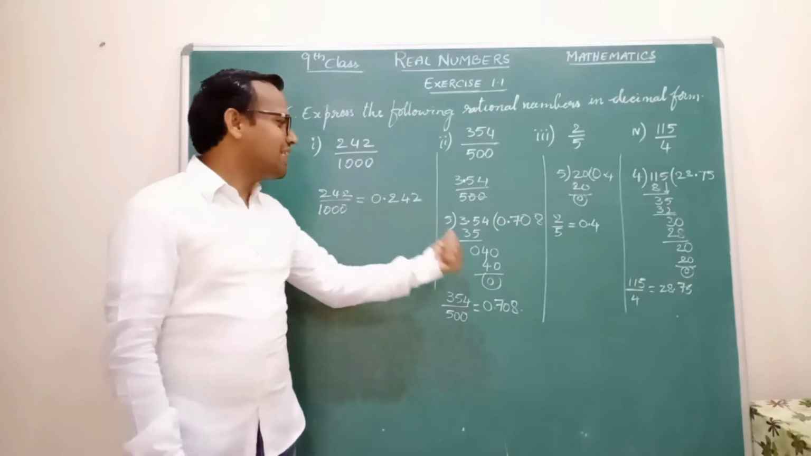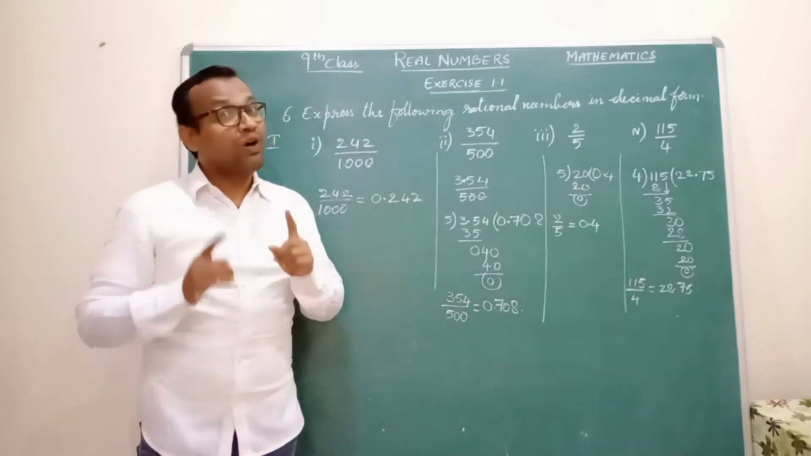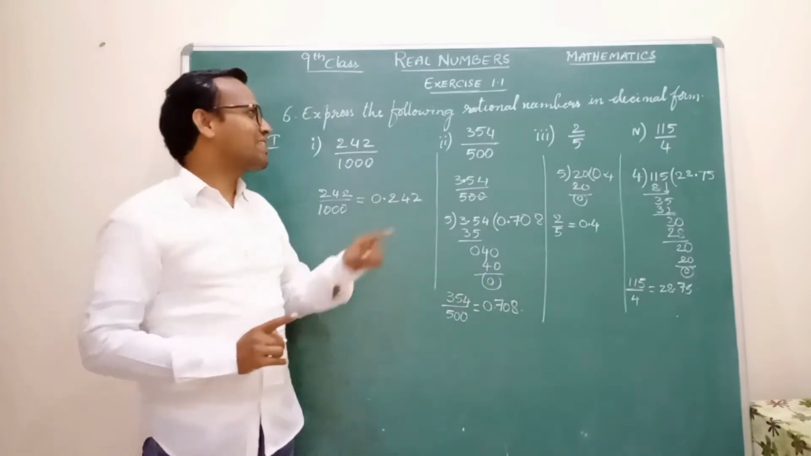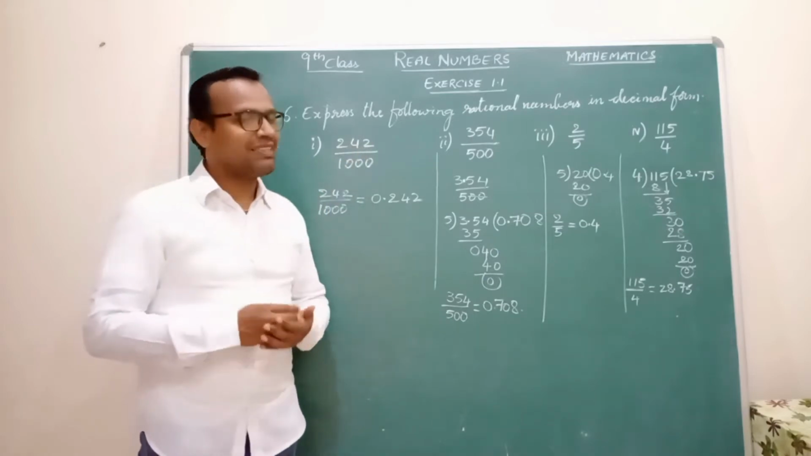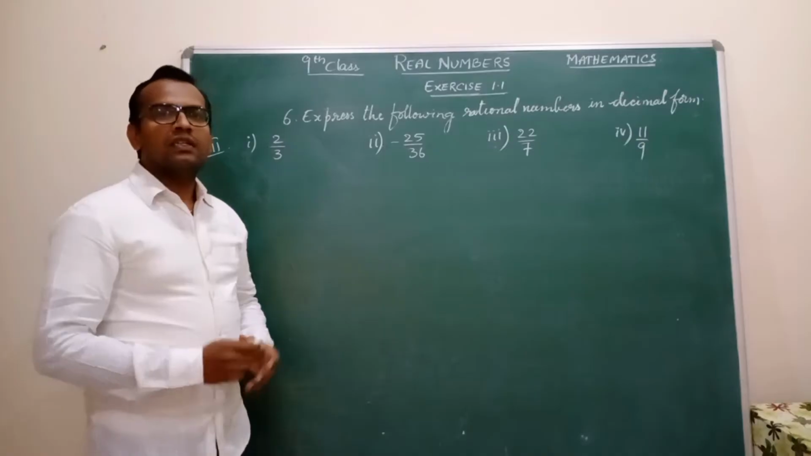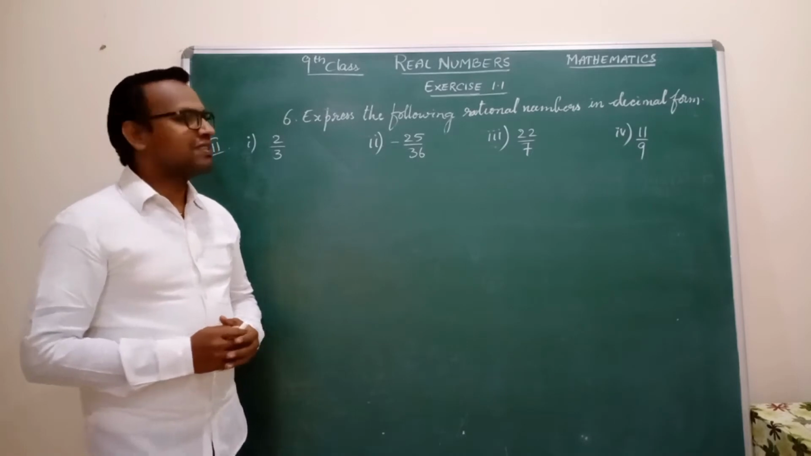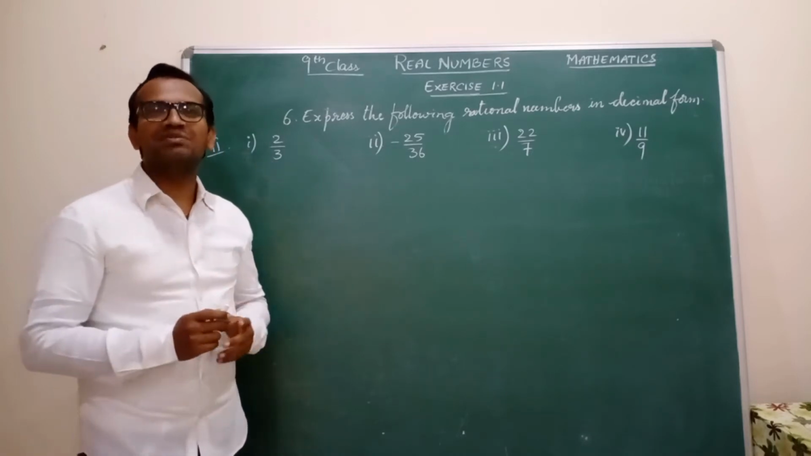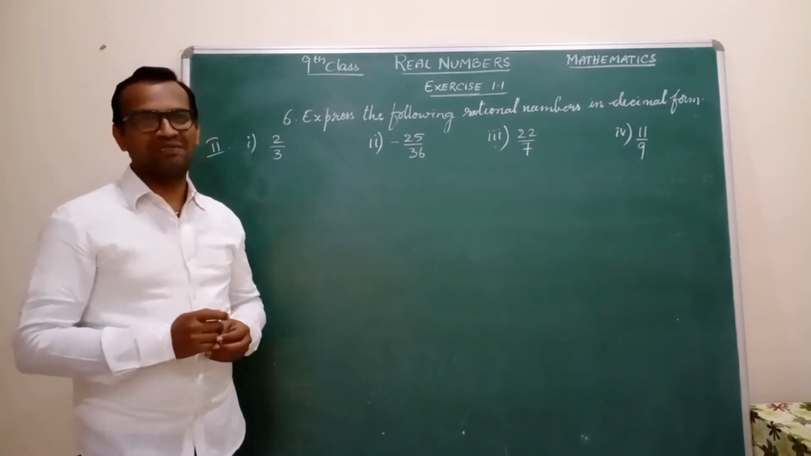If you keenly observe these 4 results, each fraction is converted into a terminating decimal. All these are terminating decimals. So all the terminating decimals can be expressed in p by q form in reverse and they are rational. The second set of rational numbers are like this and we need to convert them into decimal form.